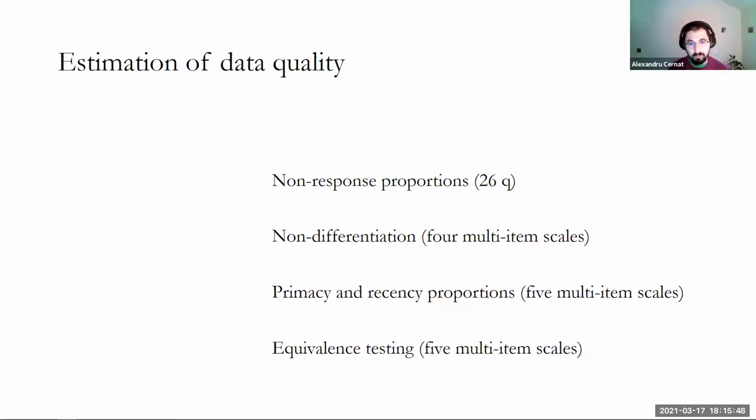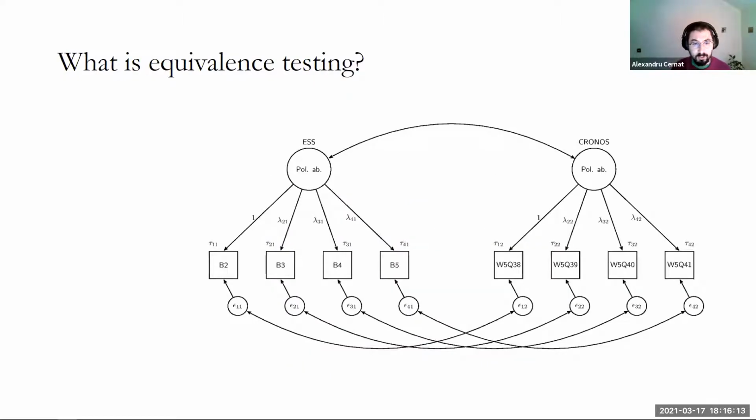We look at a couple of different ways to estimate data quality. So we look at non-response proportions for 26 questions. We look at non-differentiation, that's for 4 multi-item scales. We look at primacy and recency proportions for 5 multi-item scales. And then we look at equivalence testing for 5 multi-item scales. And I'm going to explain what equivalence testing is now.